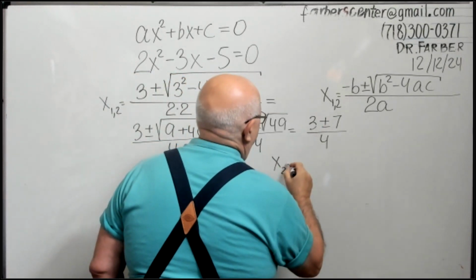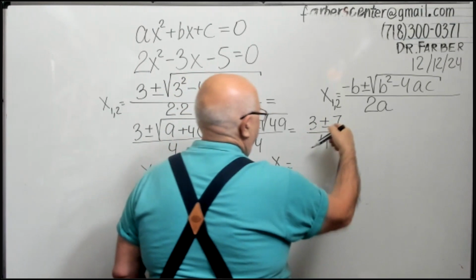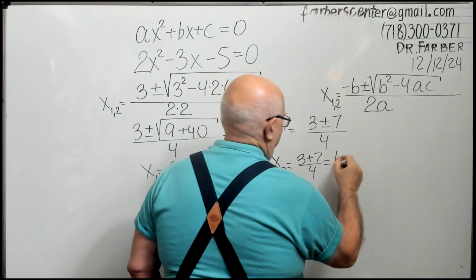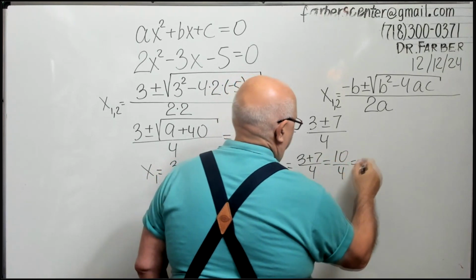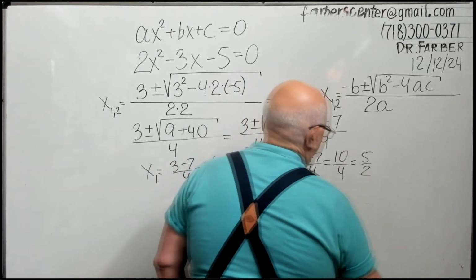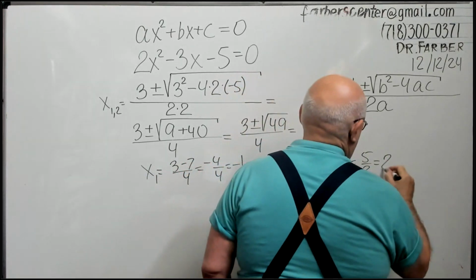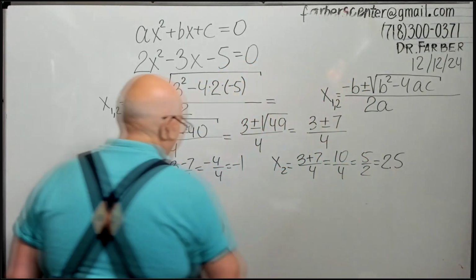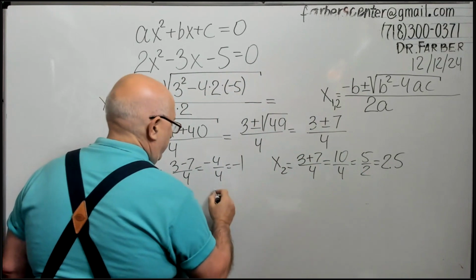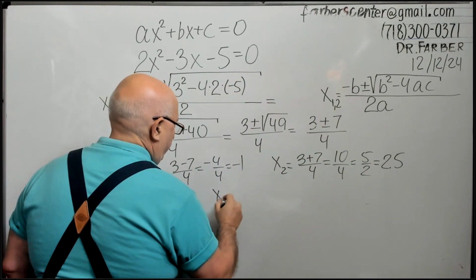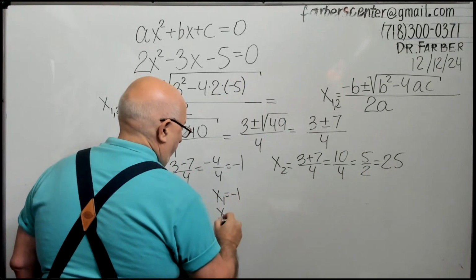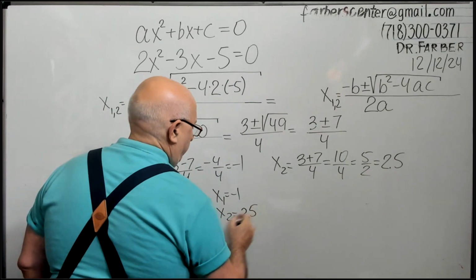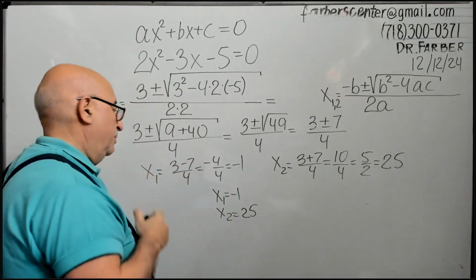And x2 is 3 plus 7 over 4, which is 10 over 4, which is 5 over 2. Or you can use decimals, for instance, 2.5. And there are two numbers. x1 equals negative 1, x2 equals 2.5. Or if you have a multiple choice with fractions, use an improper fraction.